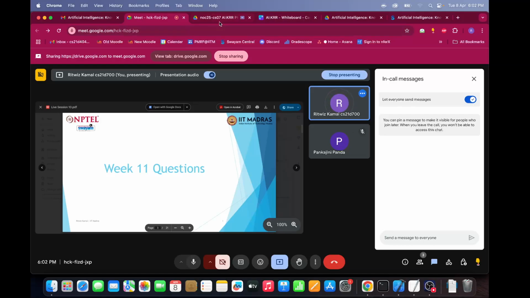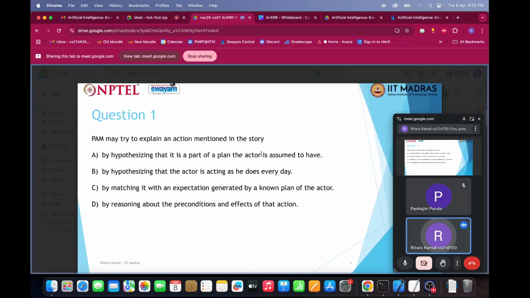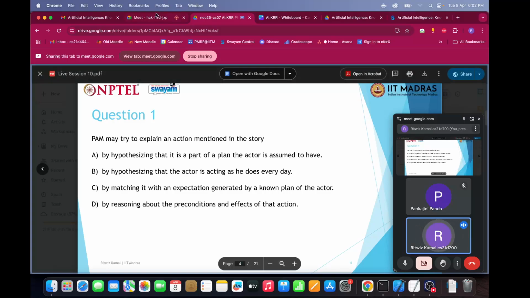So let's get started. This is the first question in front of you. You may have come across this in the lecture slides of week 11. PAM may try to explain an action mentioned in the story, and which of the following options do you think is relevant to this question? PAM explaining an action mentioned in the story. So which of these do you think would be the correct option?